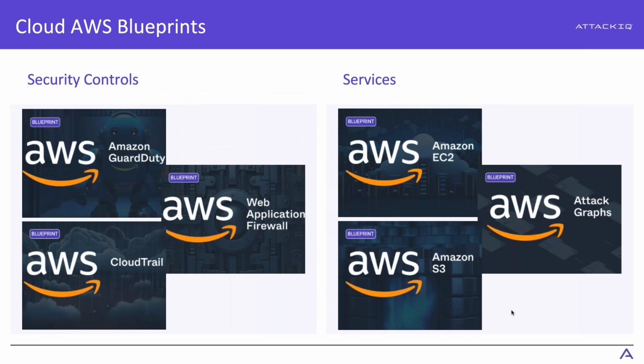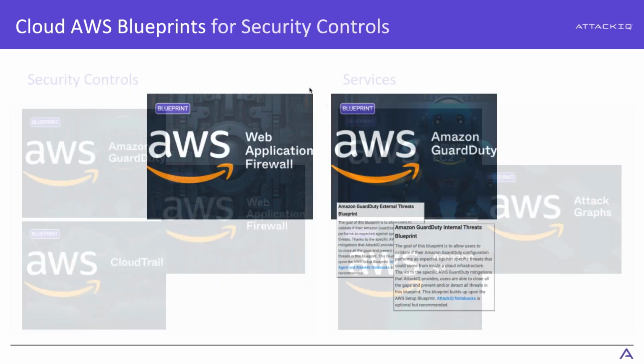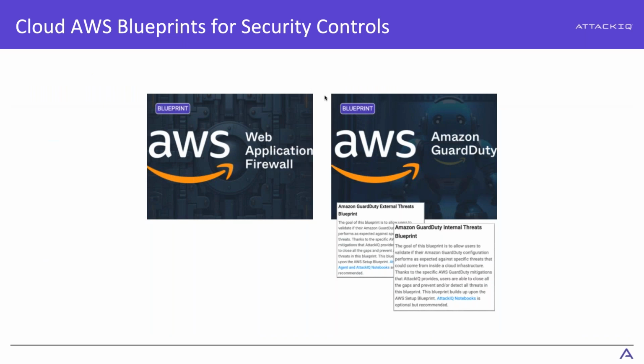We have the same two distinct groups. There's the security control group, and then there's a services group in AWS. So it is the same principle in that regard. Now let's explore this catalog. We have the AWS blueprints for security controls. There's the web application firewall blueprint, and then there's the Amazon GuardDuty blueprint. In this case, you have the Amazon GuardDuty blueprint for external threats and for internal threats.